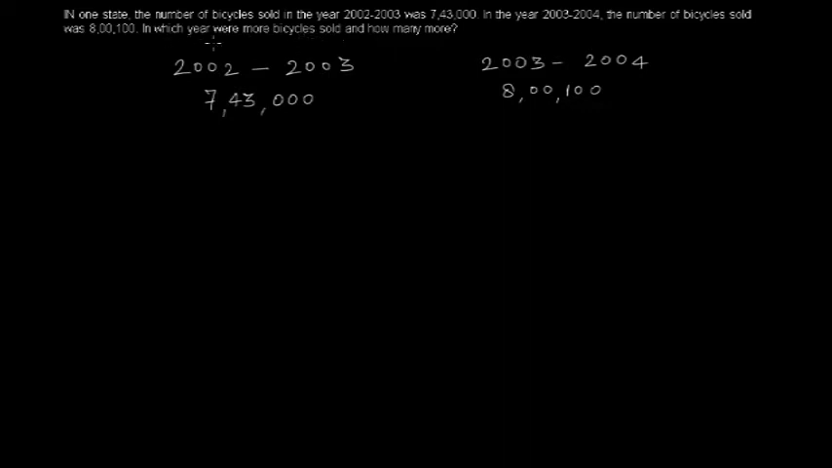In which year were more bicycles sold? So of course, since 8,01,100 is greater than 7,43,000, this amount is greater than this amount. Therefore, in the year 2003 and 2004, more bicycles were sold. Okay. For the second part of the question, and how many more? How many more bicycles were sold in the year 2003 to 2004?